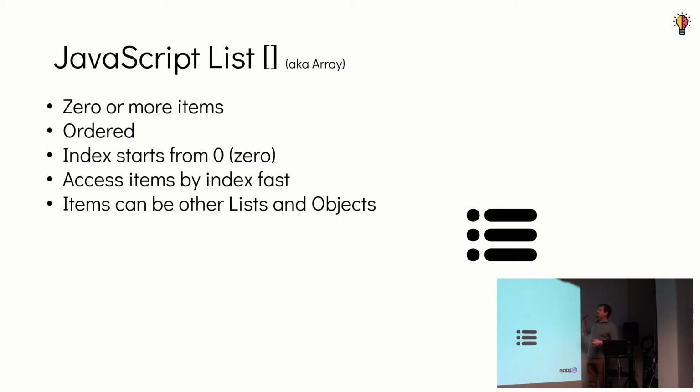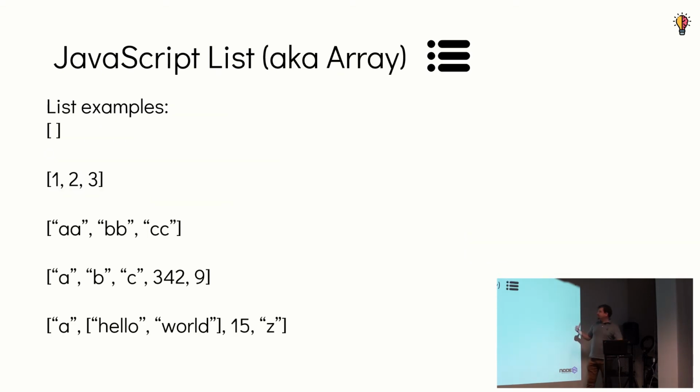A JavaScript list is like this object which takes 0 or more items. It's ordered, and it always starts from 0. So the first item is always 0 if it's there, and then it goes up 1, 2, 3, 4, 5. You can access the items very fast by index, and that's the strength of it. And the items can be strings, numbers, or other primitive things, but it can also be another list or another object, which we will soon come to.